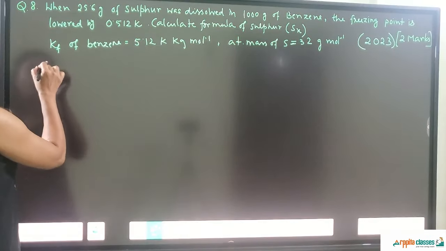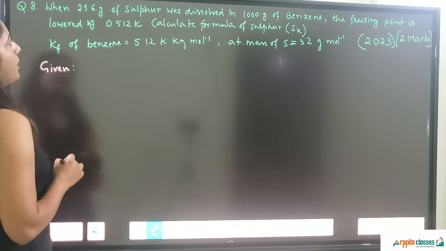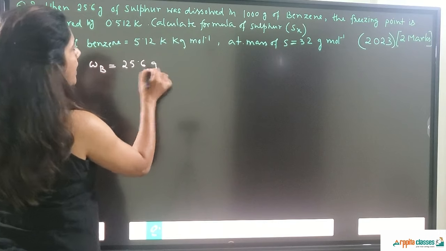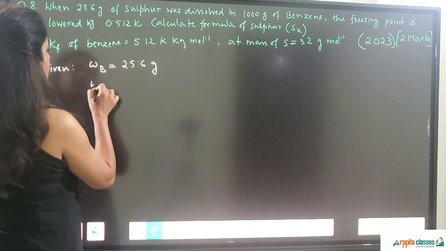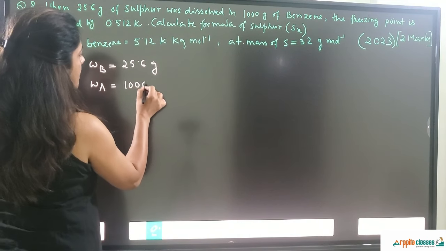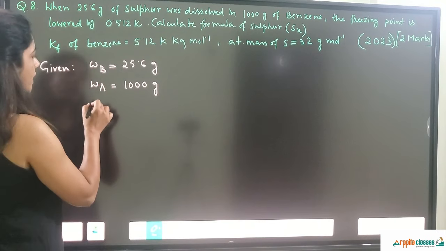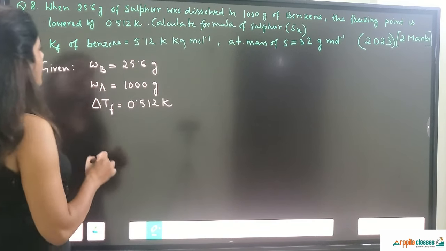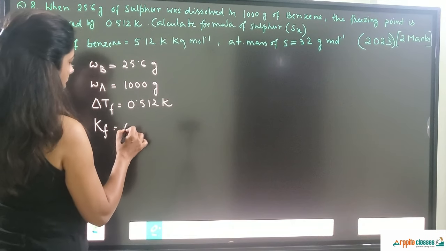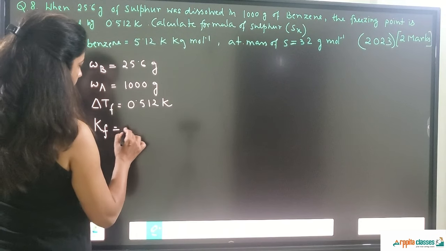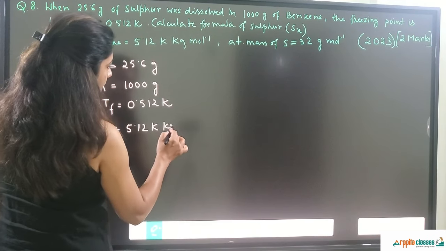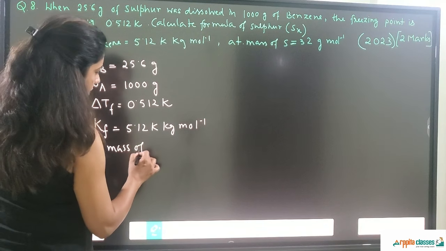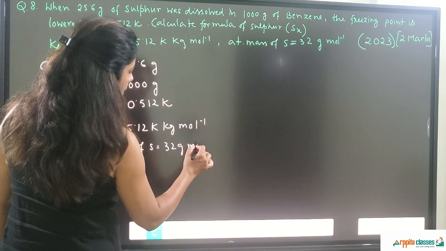Let's start with the given quantities first. Given is 25.6 gram of sulfur, which is the weight of sulfur denoted by Wb. 25.6 gram has dissolved in 1000 gram of benzene, so that's Wa, weight of solvent, that's 1000 gram. The freezing point is lowered by this, so delta Tf is equal to 0.512 Kelvin. Kf of benzene is 5.12 Kelvin kg per mole. Atomic mass of sulfur is given, that is 32 gram per mole.